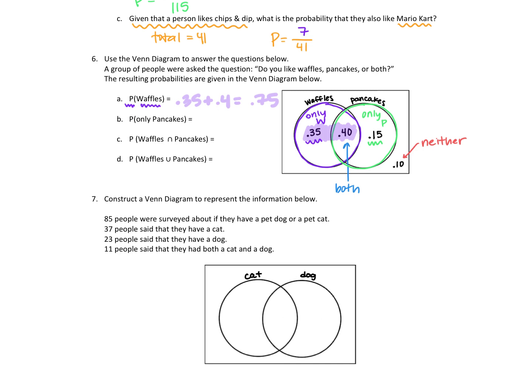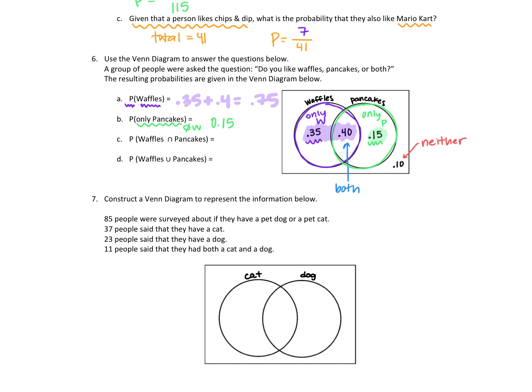The second question now says only pancakes. That implies we don't want to include waffles. So we're looking underneath the pancake category, but we're not including the overlap. We want this 0.15, which is the probability that a person picked just pancakes but not waffles. So just that outer edge of the pancake circle, 0.15.